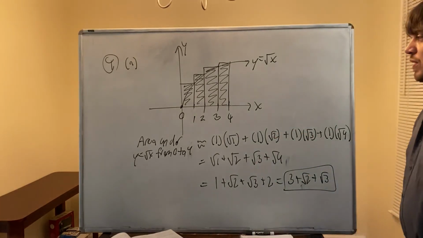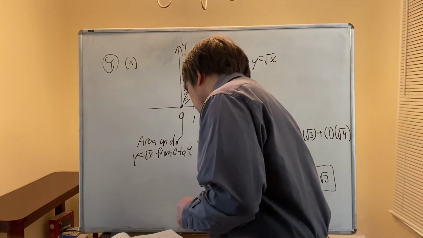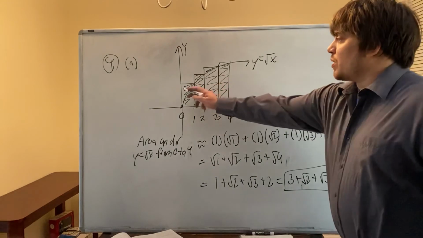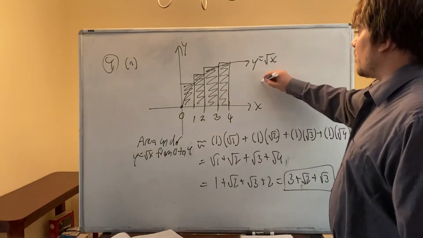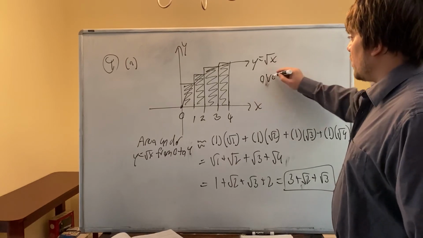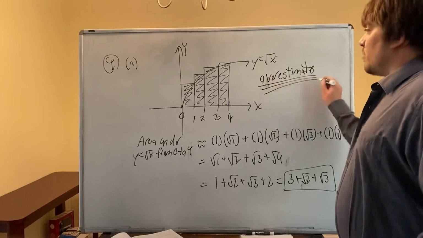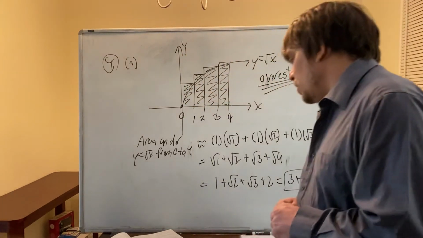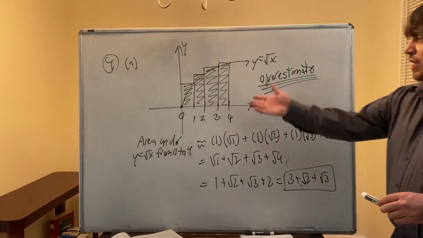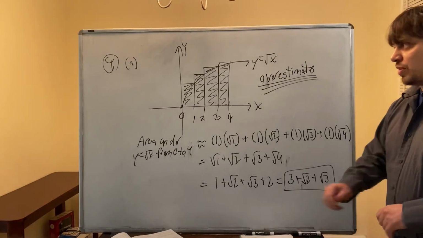Well, that's an approximation to the area under the curve from 0 to 4. And this is an overestimate because as you can see, the rectangles take up more space than the area under the curve. So that is an overestimate. And then you can do part A, and for part B you do the same thing but using left endpoints. And for that it'll be an underestimate. Okay, and so that's a brief overview of homework 1.